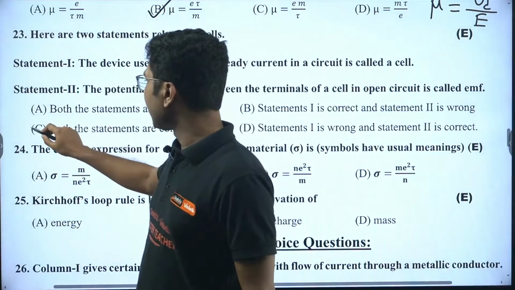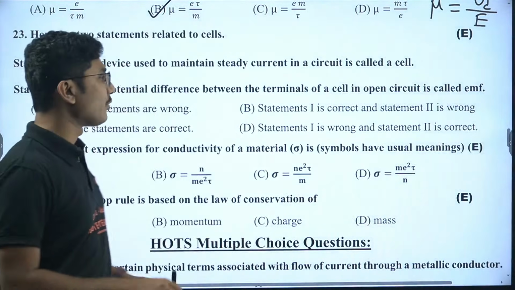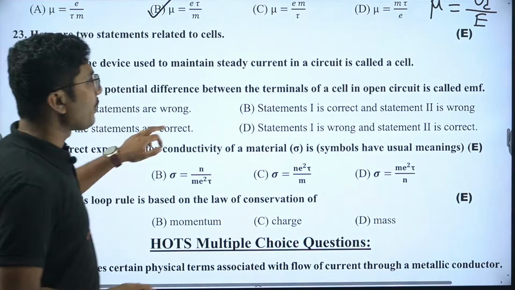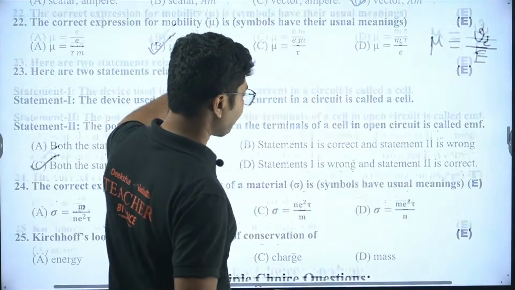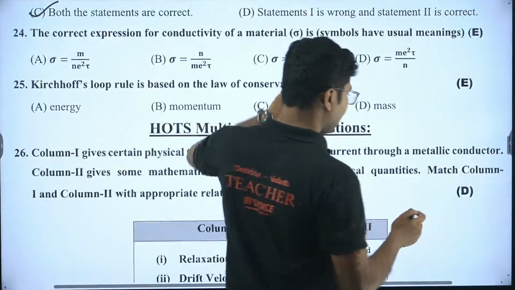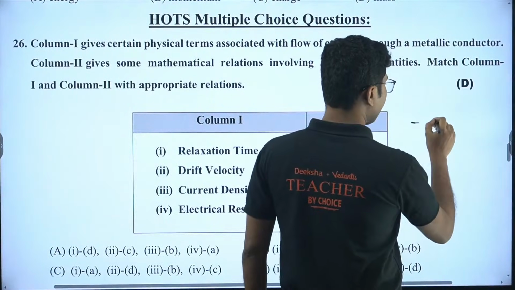Both statements are correct. First of all, let us understand what an open circuit means. Open circuit means, suppose you have a circuit. Let me use this space. You have a circuit. This is a cell.